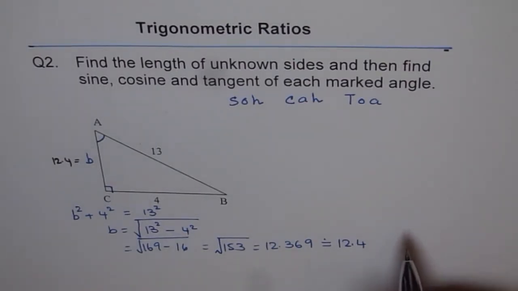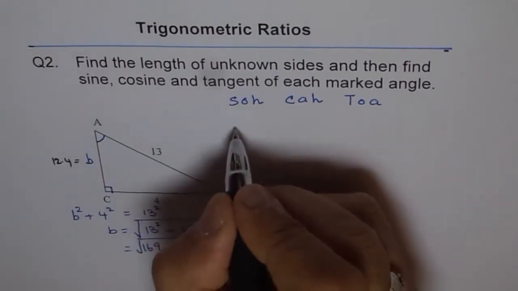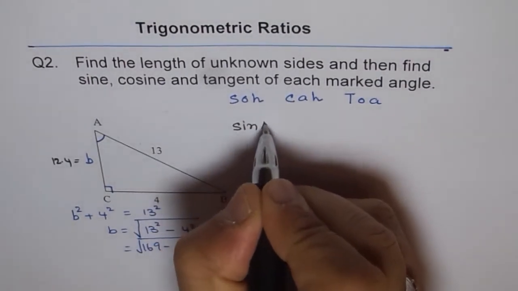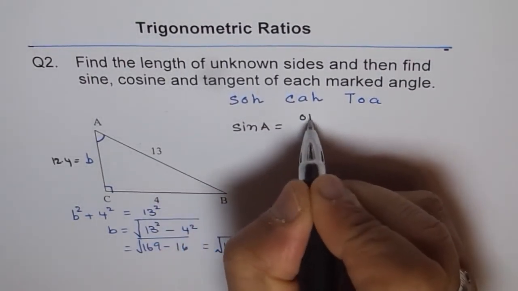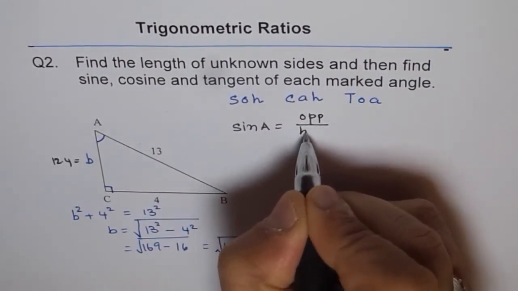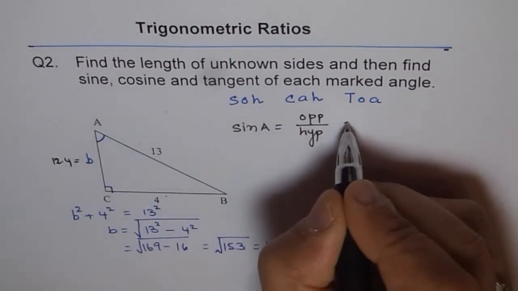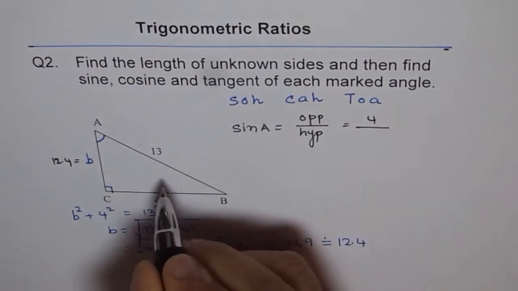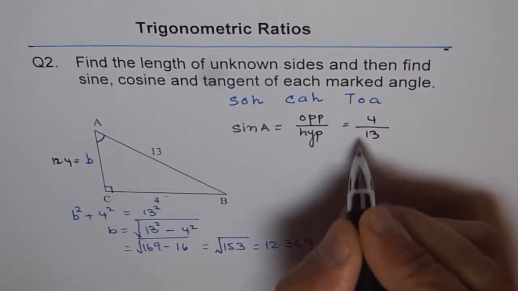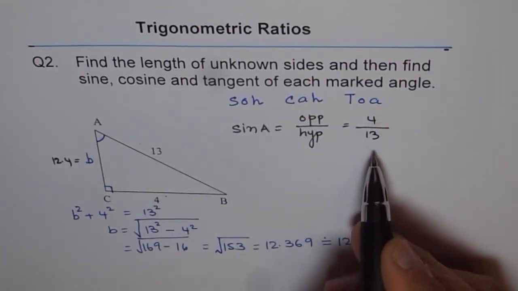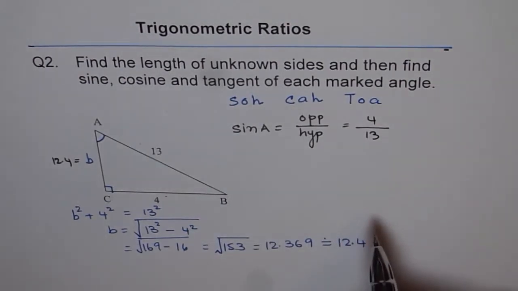Now let's find out what is sine of A. Sine of A is opposite side over hypotenuse, right? Now opposite to A is 4, correct? And the hypotenuse of this triangle is 13. So we get the ratio 4 over 13, that is sine of A.